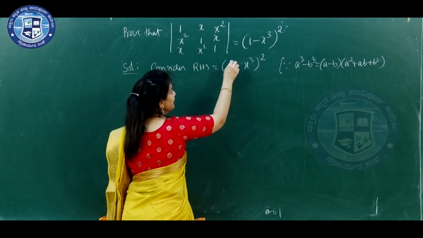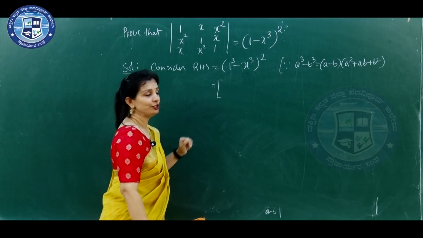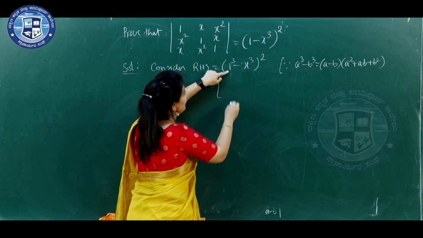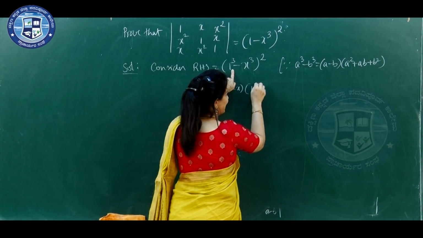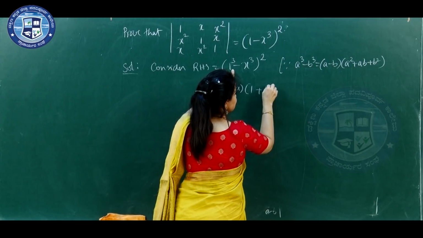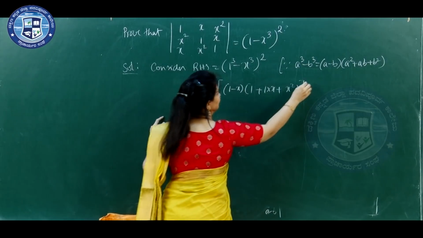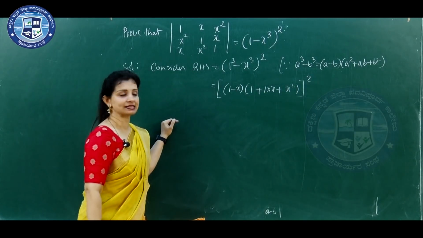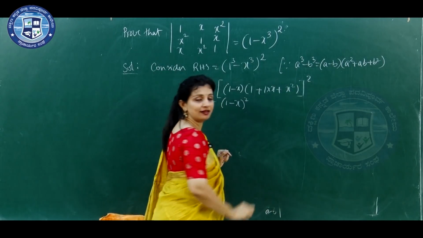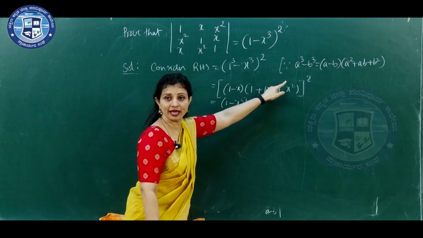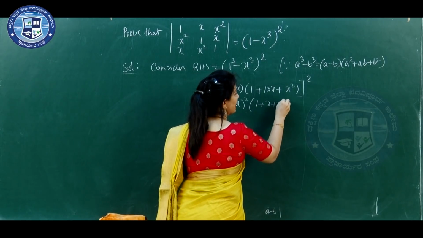Apply the same here. It can be written as 1 cube minus x cube, which is similar to a cube minus b cube. So, it is (1 minus x) into (a square is 1 square, that is 1 itself, plus ab, 1 into x, plus b square, x square), the whole square. Since there is a whole square, we write it as it is. So, the factors can be written as (1 minus x) the whole square, and each factor can be squared: (1 minus x) the whole square into (1 plus x plus x square) the whole square.